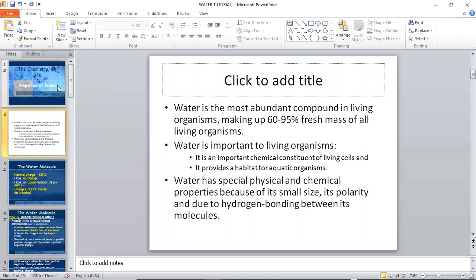Central to its uses are the properties that it has, the physical and chemical properties, which are generally due to its small size, its polarity, and also due to the hydrogen bonding that occurs between water molecules and also between water molecules and other substances. So let us have an overview of the water molecule itself.